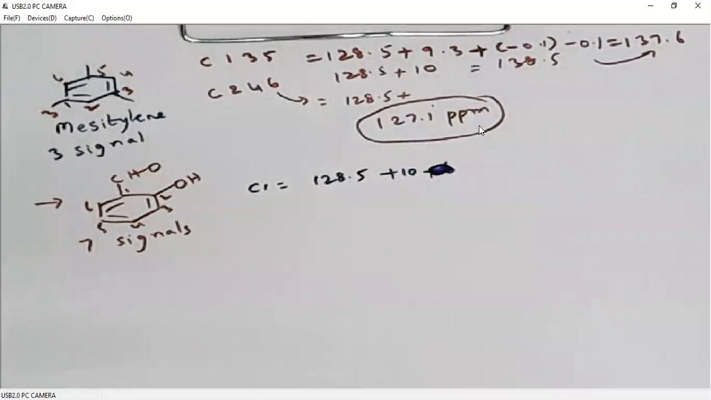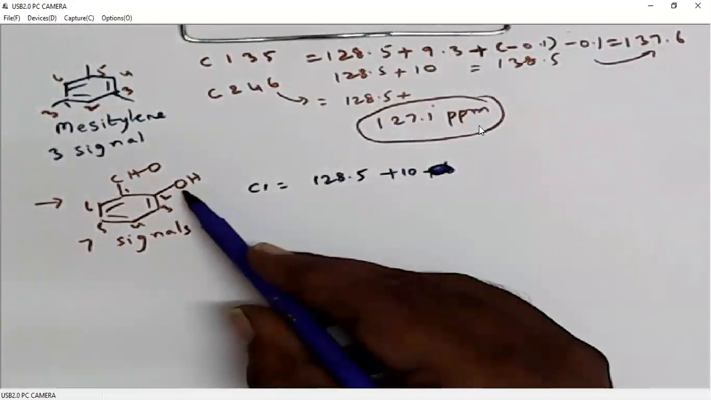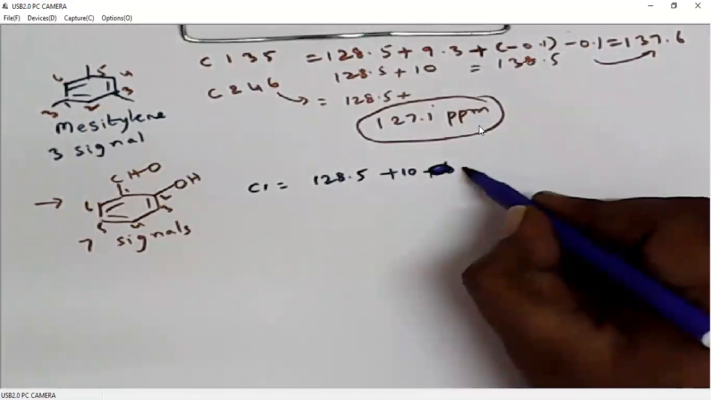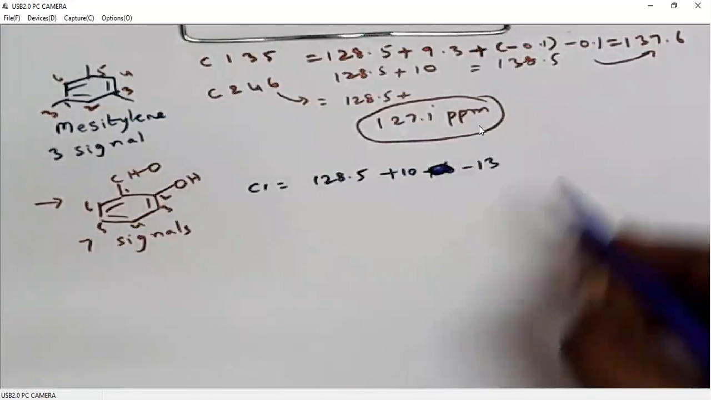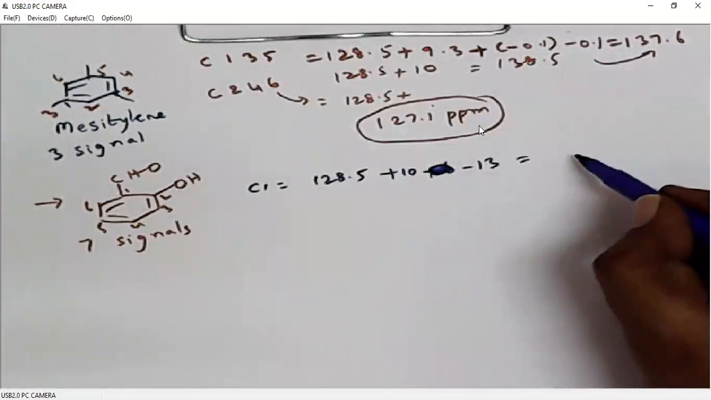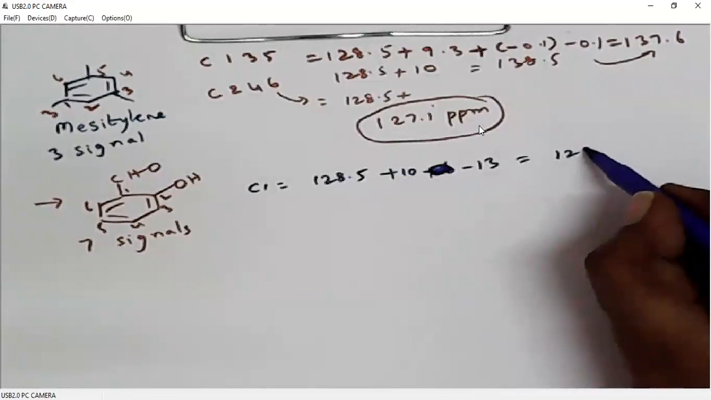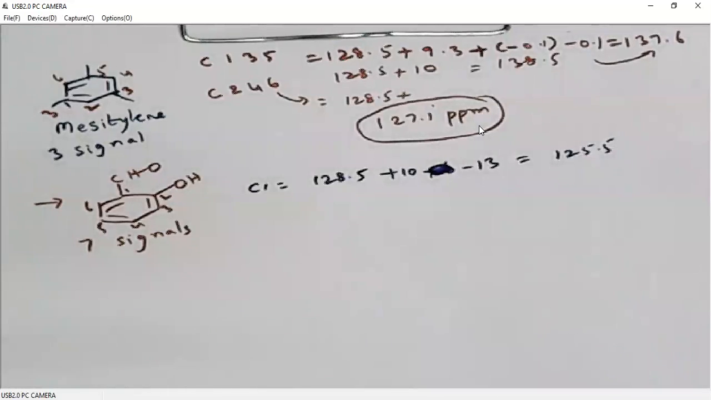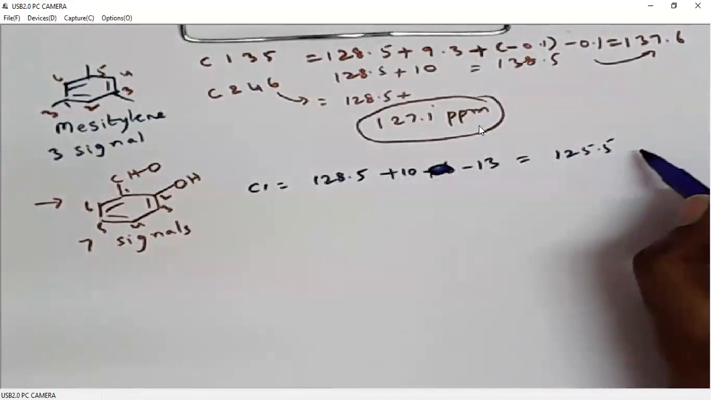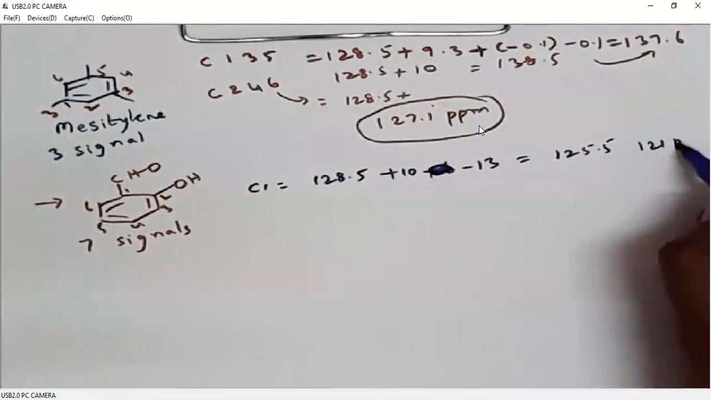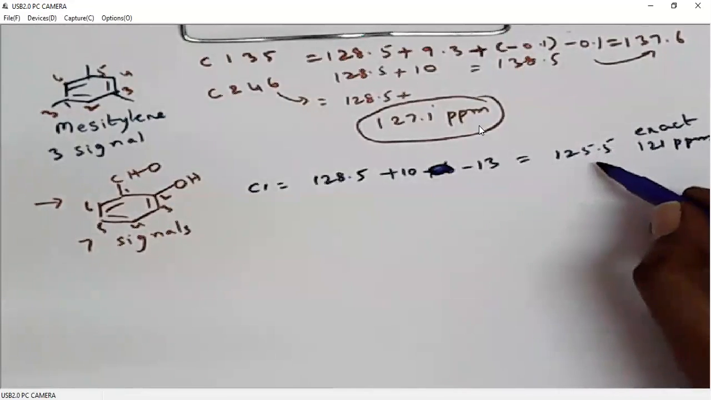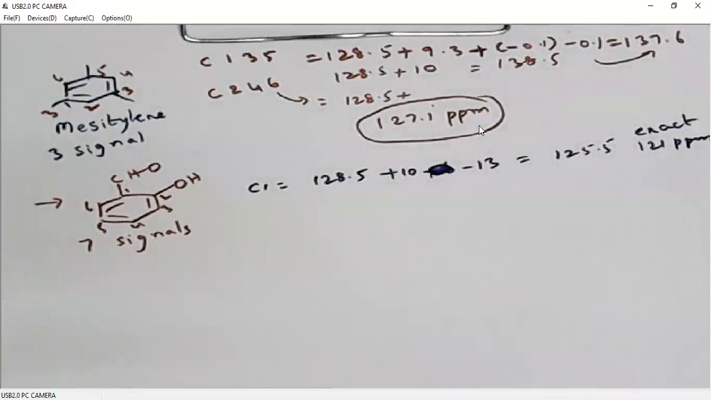I said 30 minus 13 minus 7. So OH is there at ortho position, so we will subtract minus 13. So the resultant is 125.5. The exact value is 121, but with the shortcut we are arriving at 125.5.